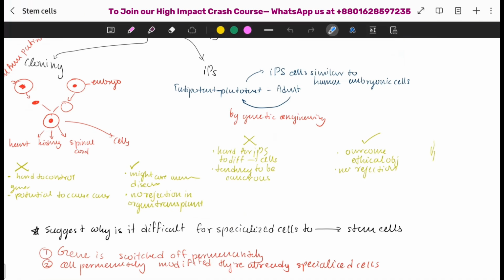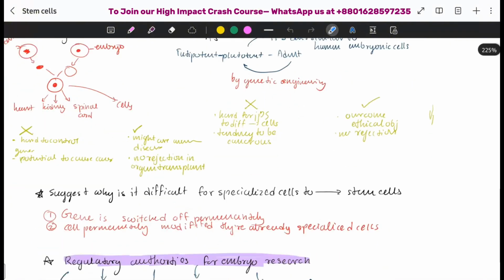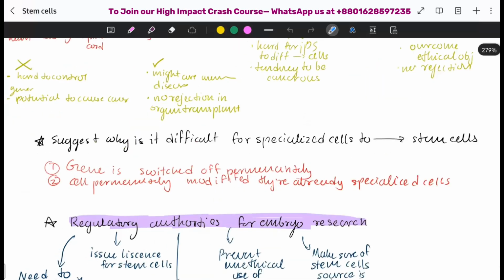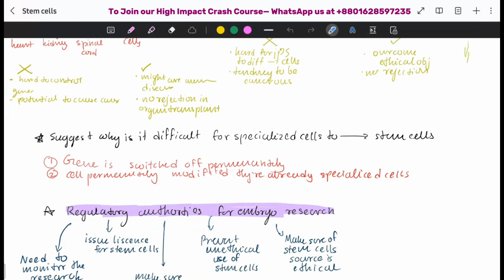And we know about the ethical objections that people have. For iPS, there's no ethical objections basically. And again, there's no rejection, okay? So that's the advantage for both. So, why is it difficult for a specialized cell to become stem cells, okay?